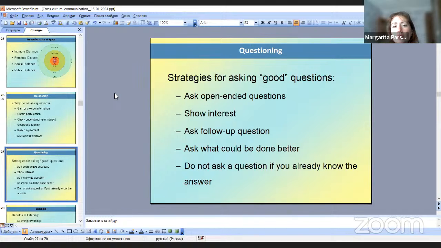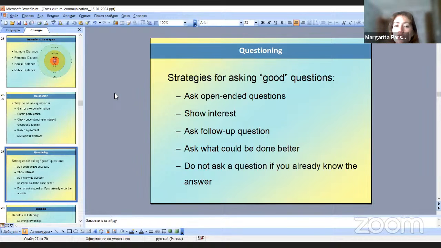Then we can say that questions can be good and not, so to say, not very good. Strategies for asking good questions: open-ended questions. So it's not questions where the answer can be yes or no. It's the question where the other person will need to express his opinions more openly, using his words, and he will explain why he thinks so.